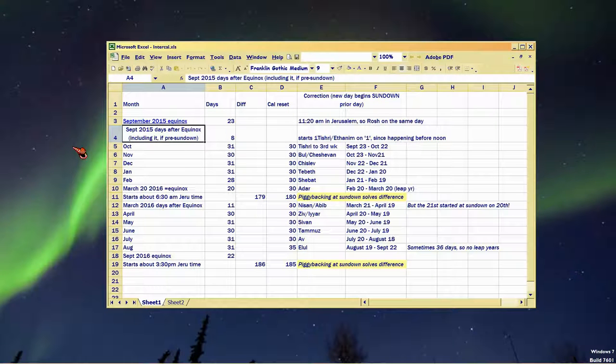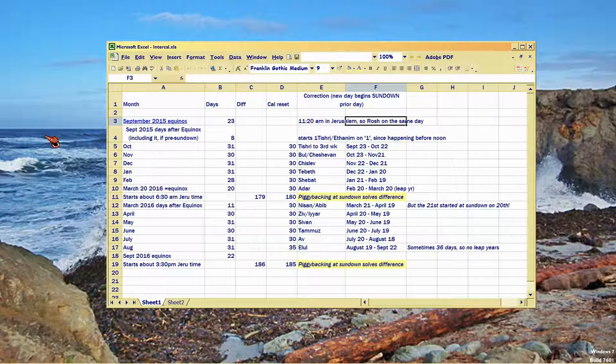That is pre-sundown for Israel. In Jerusalem, it'll be 11:20 a.m. So Rosh Hashanah starts on the same day. Now, you have to remember, in the Bible's version of Jewish time, the Bible's really the right version of Judaism you should follow if you're going to be a Jew or a Christian or anything else that's a believer in God. It begins evening, morning, one day. It says so right here.